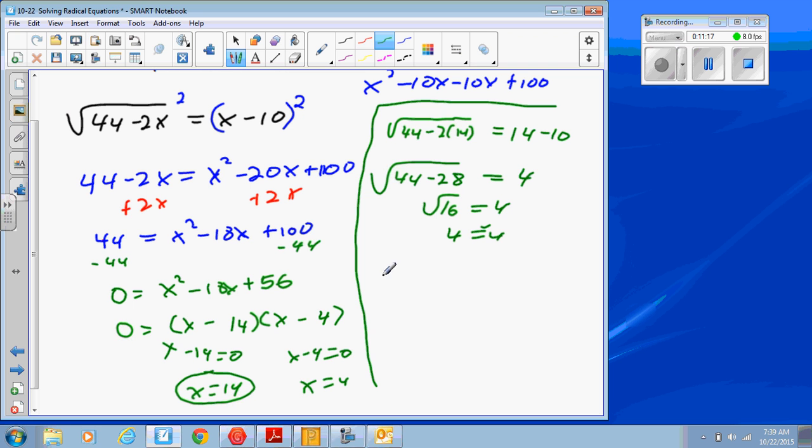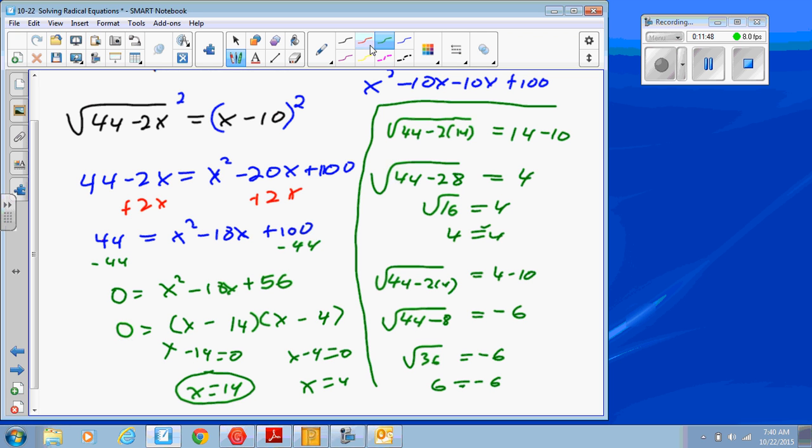Now when we tried 4, I got the square root of 44 minus 2 times 4 equals 4 minus 10, and that becomes the square root of 44 minus 8 equals negative 6. Some people at this point could say we can't have a square root equal to a negative, so I know that's not going to work. We can do the math of this if you want to. Square root of 36 equals negative 6. That's going to be 6 equals negative 6, not possible. So this is not a possible answer. We call that extraneous again.